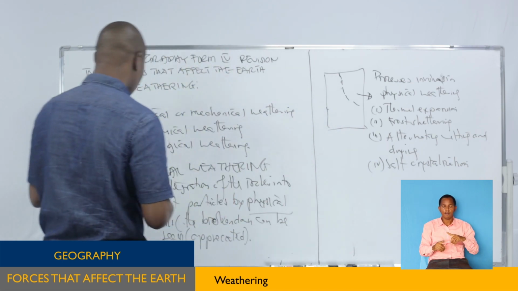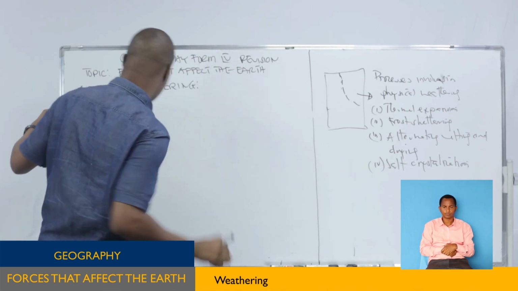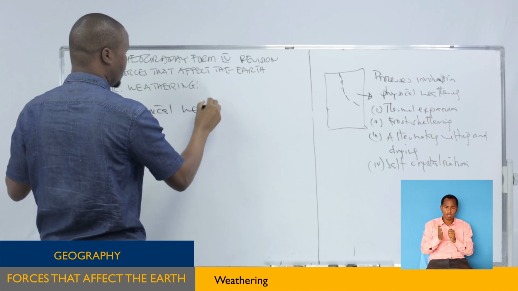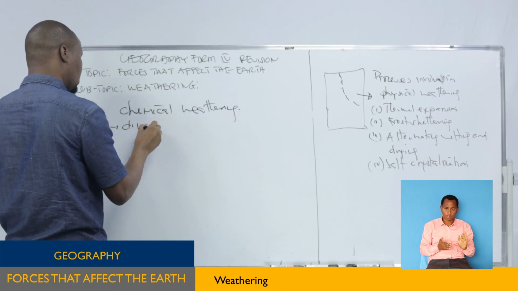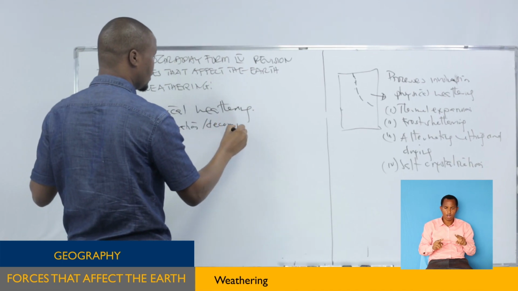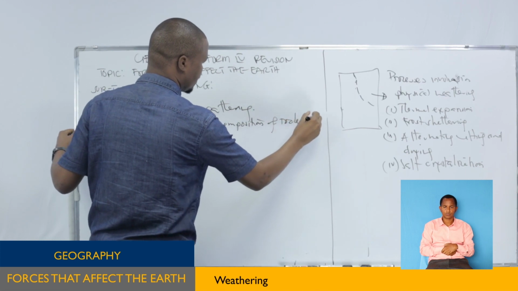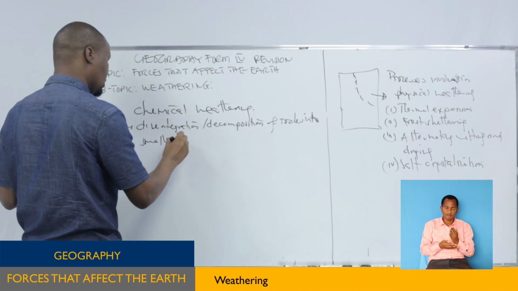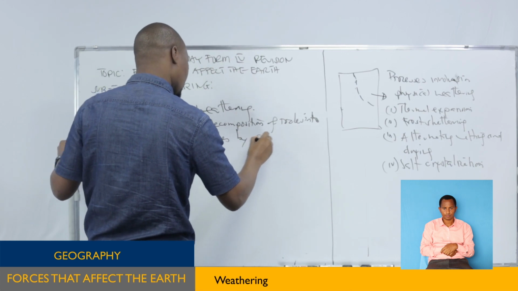Chemical weathering means we are talking about the disintegration, and normally we say the decomposition, of rocks into smallest particles by chemical means.